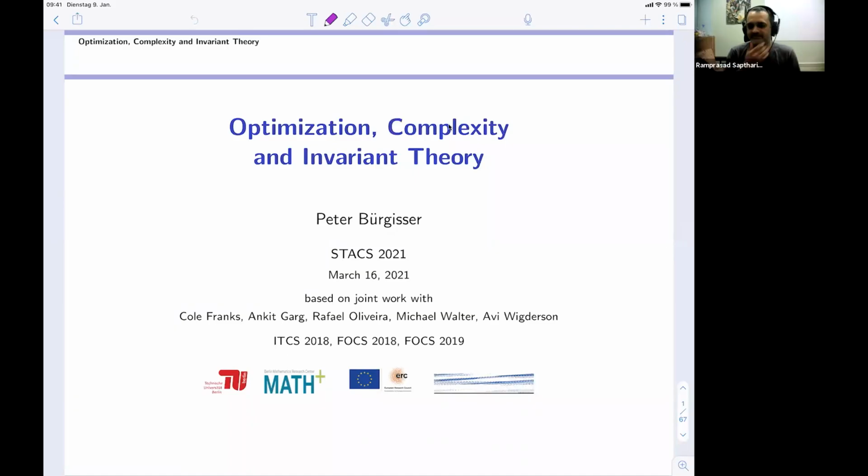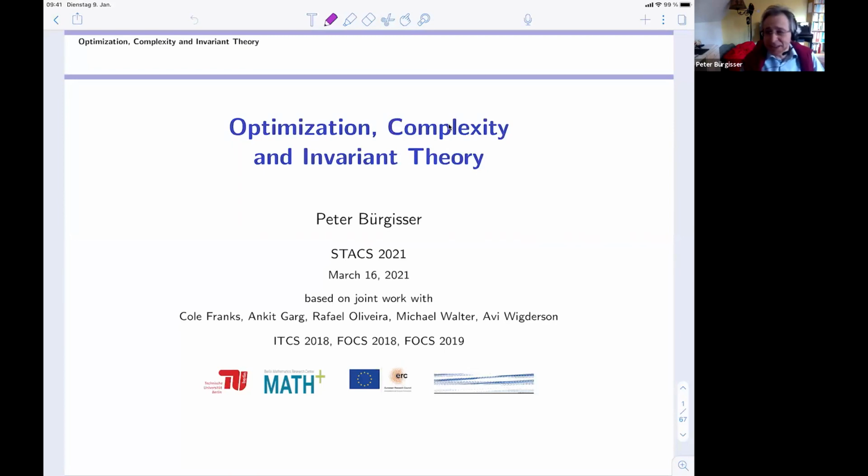My talk is mainly based on joint work with Cole Franks, Ankit Garg, Rafael Oliveira, Michael Walter, and Avi Wigderson. We have been working on this problem for quite some time, and we had several publications in conferences. So far, no journal publication, but we are working on it. It's becoming a long work, about 100 pages, and I hope we will have an update on the arXiv in a month or so.